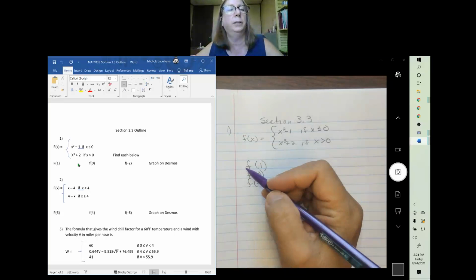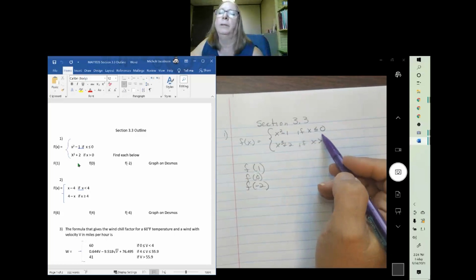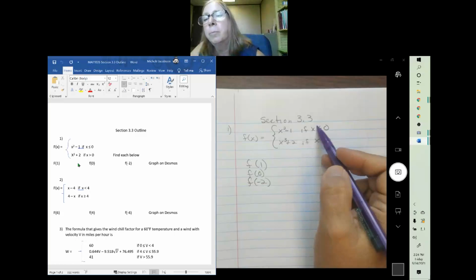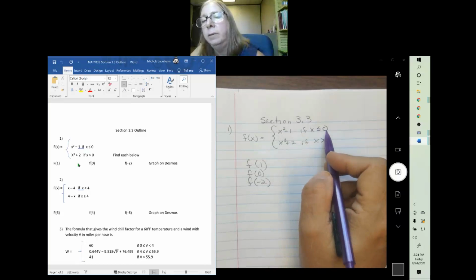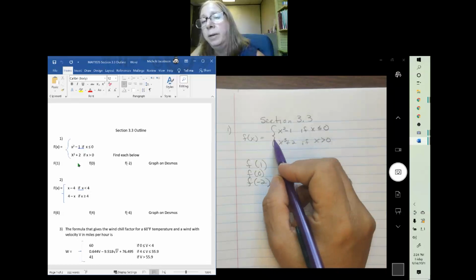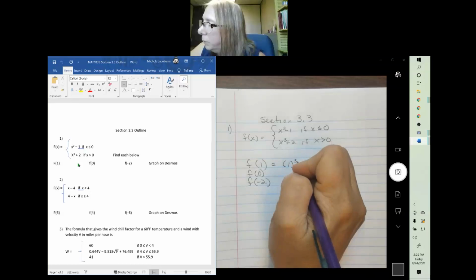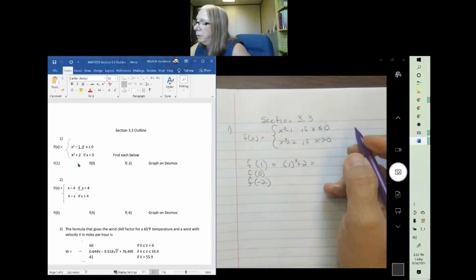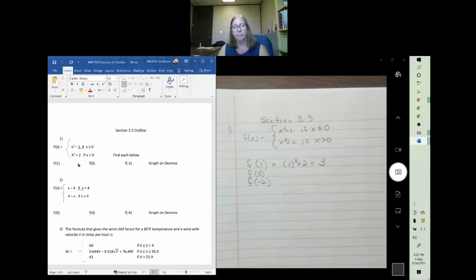For the first one, we have to decide which of the equations to plug into. If we look at this, this is where x is less than or equal to 0, while 1 is not less than or equal to 0. 1 is greater than 0. So we use the bottom one and plug in: 1 cubed plus 2 equals 3. Any questions on that?